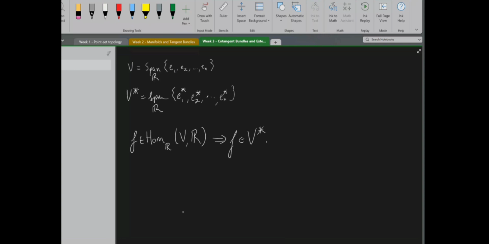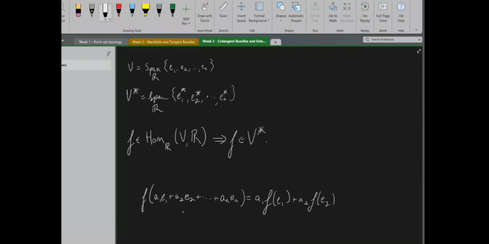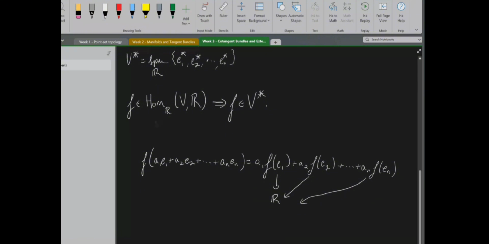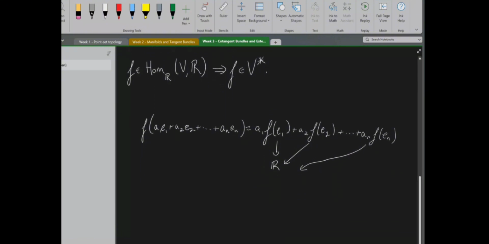So it's a linear function, so what does that mean? It means that f eats things, namely that look like this, a1 e1 plus a2 e2 plus dot dot dot plus an en. Right, so vectors living in V. And it spits out something in agreement with this, a1 f(e1) plus a2 f(e2) plus dot dot dot plus an f(en). And each one of these is a real number, just the f of ei's. Okay. And then you take a linear combination of those real numbers and you get a real number at the end.